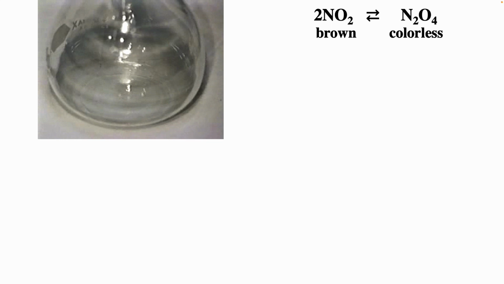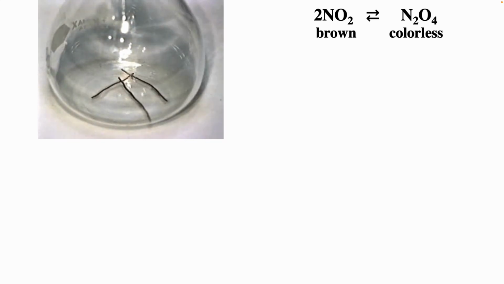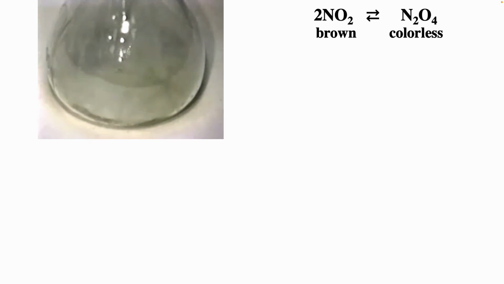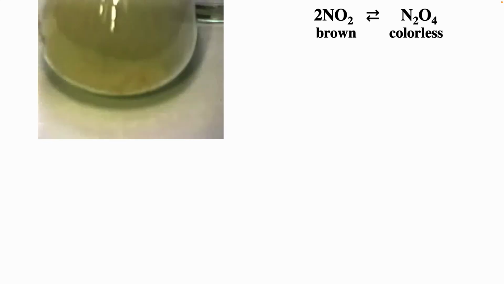So here we have another reaction. We have NO2 going to N2O4. Nitrogen dioxide, a reddish-brown gas, is formed when nitric acid reacts with copper. The gas is poisonous and must be handled carefully. Even small quantities can cause irreversible lung damage.